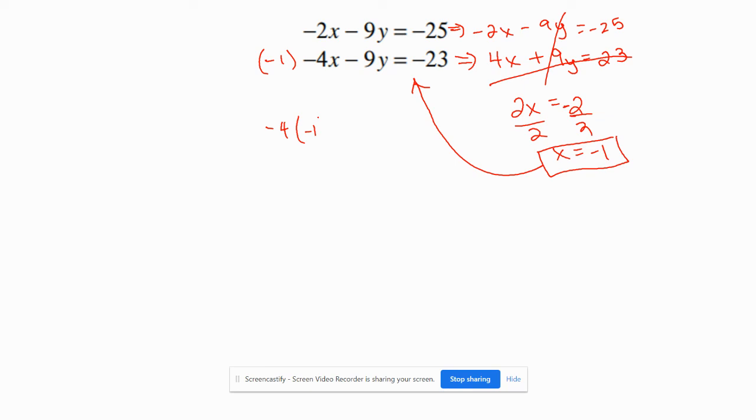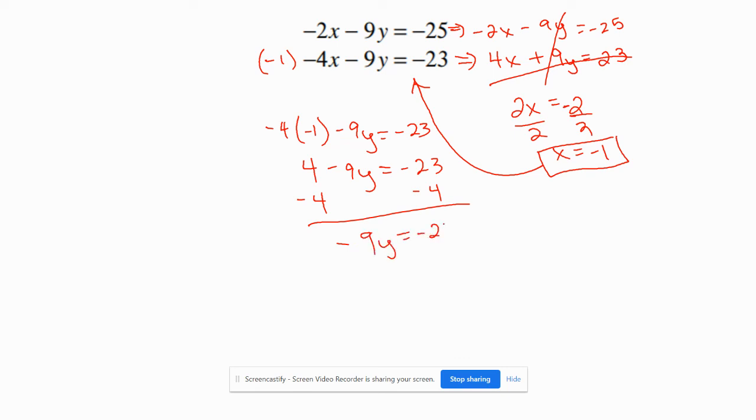Now I have my x, I can just plug it into, let's choose that one. Negative 4 times negative 1 minus 9y equals negative 23. This is 4 minus 9y equals negative 23. Subtract the 4 from both sides. Negative 9y equals negative 27. Divide by negative 9, and you would get a positive 3. So my point is negative 1, 3. And let's see if we've got time to do one more.